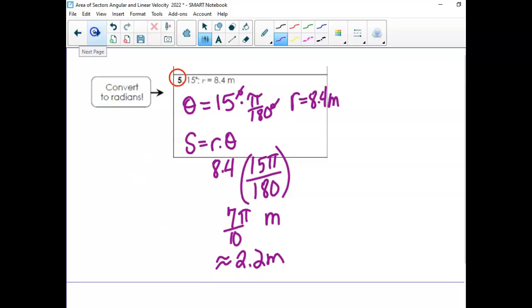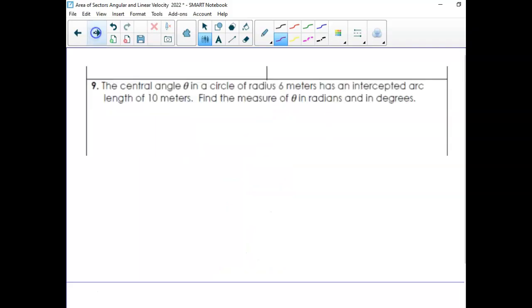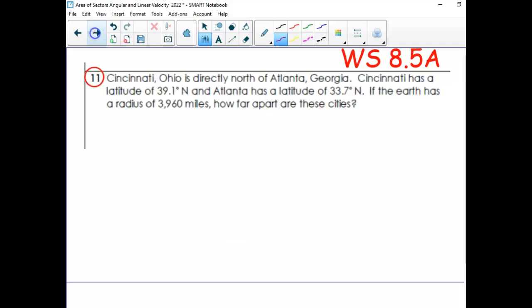I think those questions are in Delta Math, okay? To finish up yesterday. I do have one application problem that's kind of fun. It's at the top of the next page.